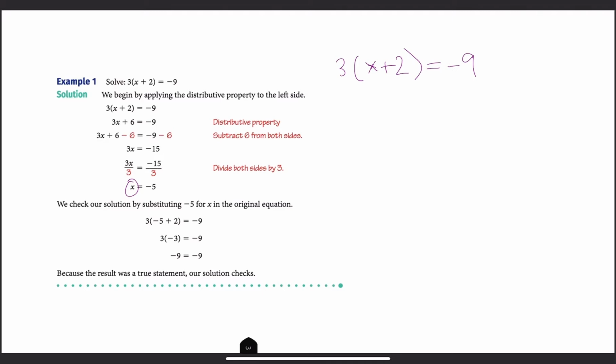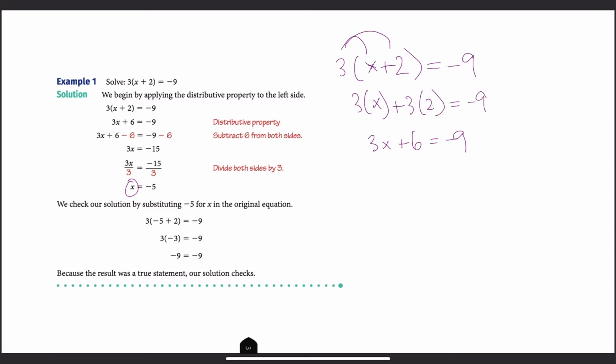So here, we're going to distribute the 3 to the terms inside. So that's 3 times x plus 3 times 2 equals negative 9. Now I'm going to simplify here. 3 times x is 3x plus 3 times 2 is 6. So I've simplified as much as I can by using the distributive property, and I've combined any like terms. There were none.